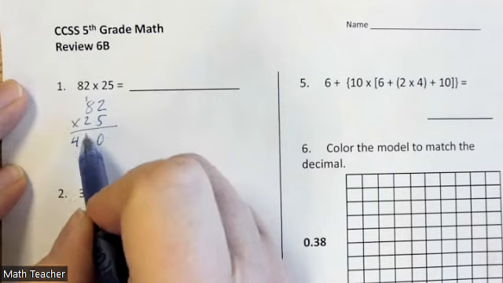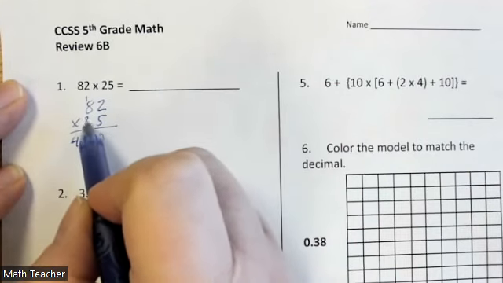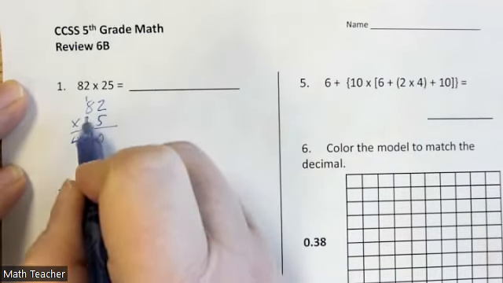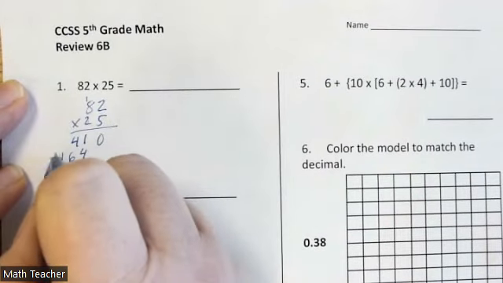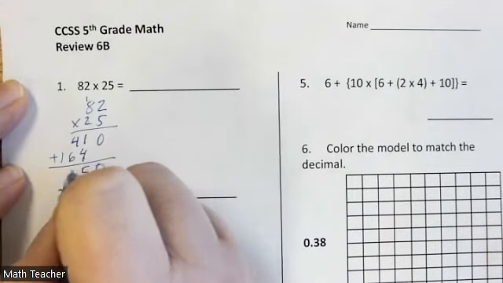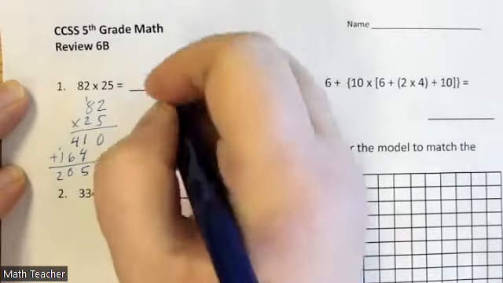Moving over to the 2, so we'll be working here underneath the 2. 2 times 2 is 4. 2 times 8 is 16. Add these rows together, and we get 2,050.